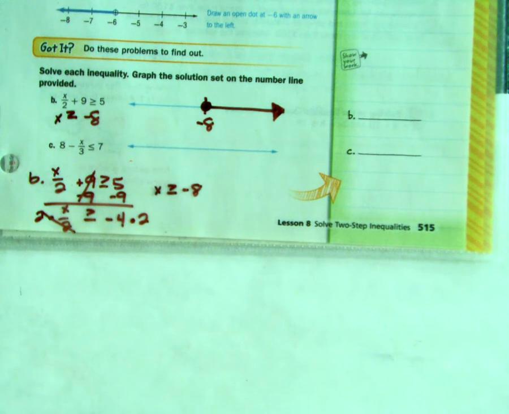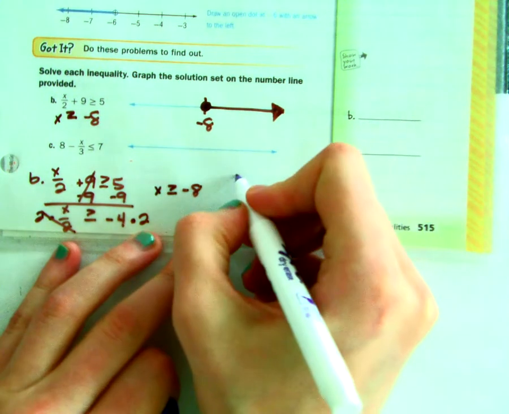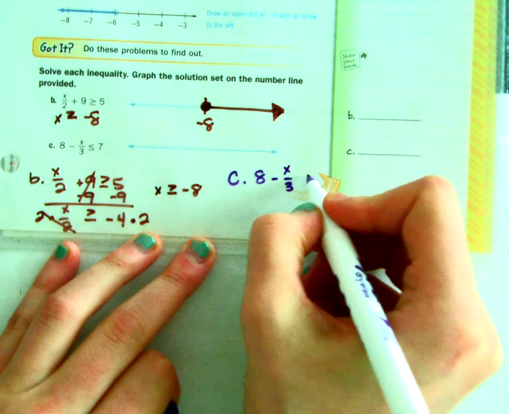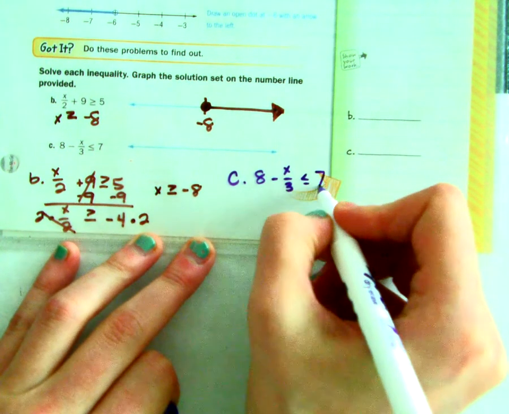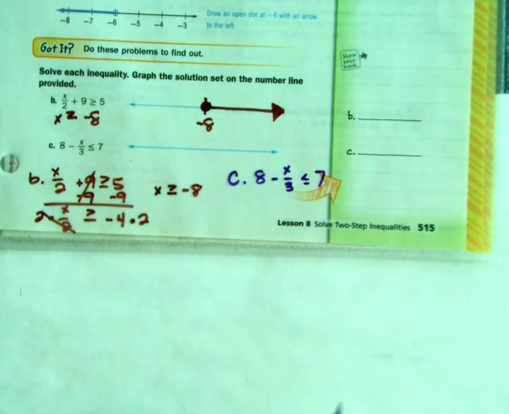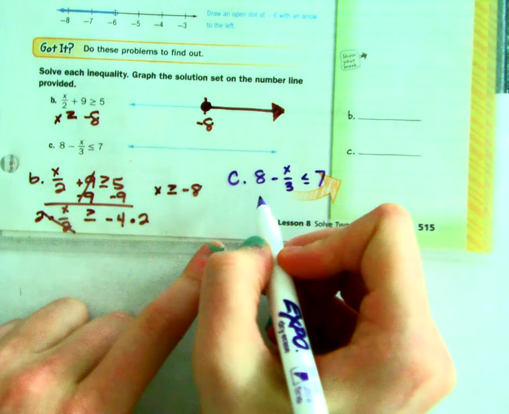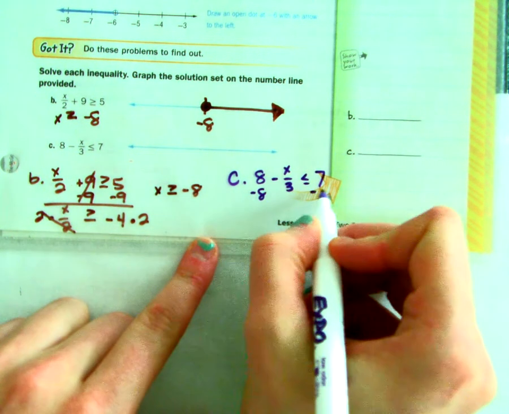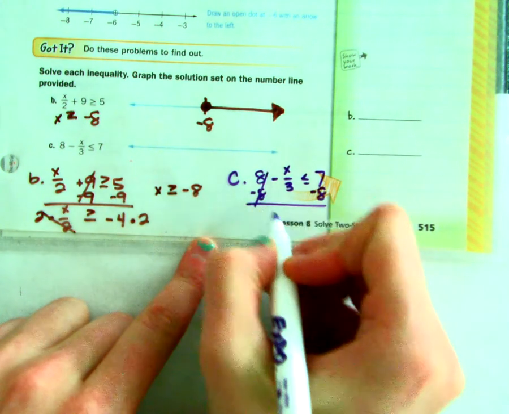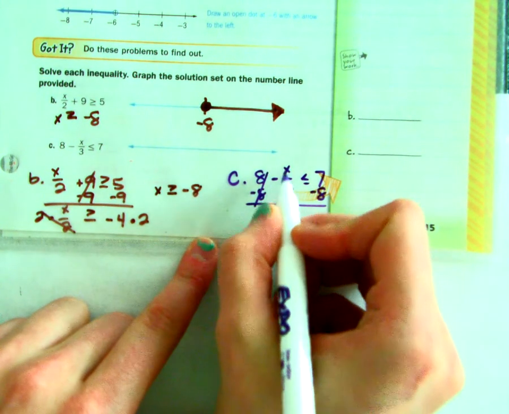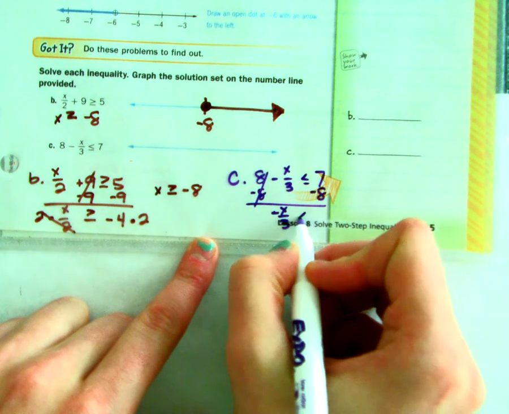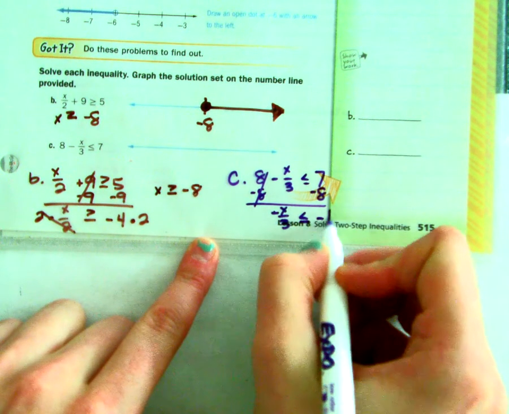Okay, if we look at letter C, we have 8 minus x divided by 3 is less than or equal to 7. Okay, so first I'm going to bring my constant over, which is 8. My 8 is positive. The opposite of positive is negative. So I'm going to subtract 8 from both sides. Now we have the subtraction sign here that needs to come down. So we have negative x divided by 3 is less than or equal to negative 1.